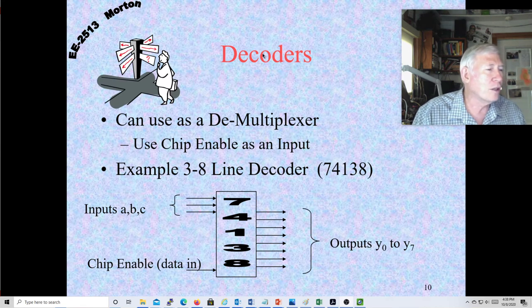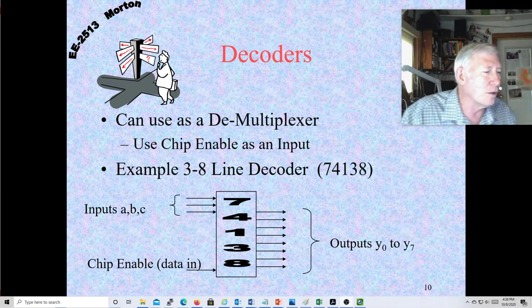All right, so decoders. These are a little more confusing to sort out. But remember, they have three inputs, and we have a chip enable. And then we have, in this case, 2 to the n outputs, where n is the number of inputs. So 3 inputs, we get 8 outputs. Given the pattern of our ABC, one of these outputs, and only one, will be turned on. If the chip enable is true, then it'll be a 1. If the chip enable is false, it'll be a 0.